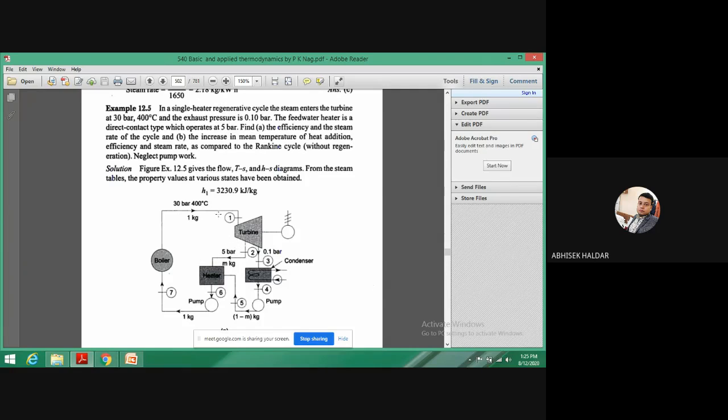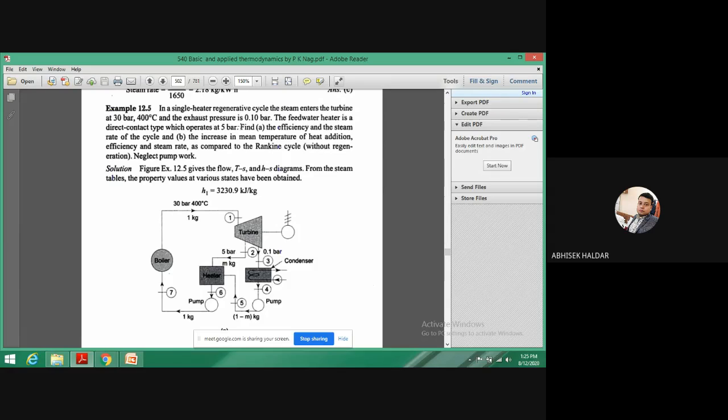So here, which condition is given? This 30 bar means which 30 bar? It enters the turbine, so it is nothing but the boiler pressure, the boiler exit pressure or turbine inlet pressure, whatever you can say. And 400 degrees Celsius is the temperature. If you draw the block diagram in your exam, your problem will be very clear to you itself, but if you don't draw this, you may be confused by the problem.